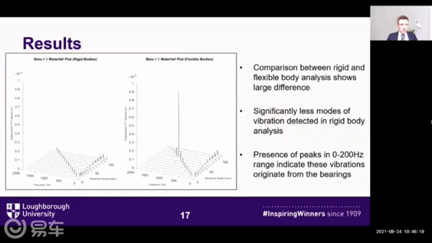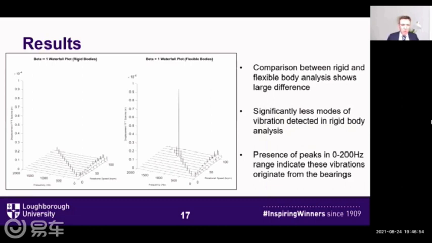So here we can see a comparison between a rigid body and a flexible body analysis. The rigid body is displayed on the left, and the flexible body system is displayed on the right. A large difference can obviously be seen between these two plots, with significantly fewer modes of vibration being experienced in the rigid body analysis. The resonant peak, which can be seen in the flexible body at 70,000 RPM, experienced in the previous two graphs, does not appear in the rigid body waterfall plot.